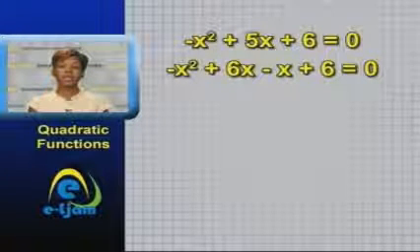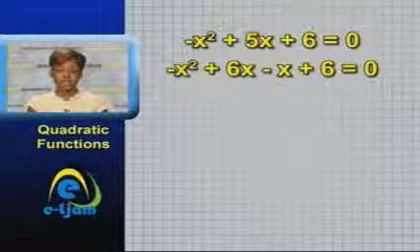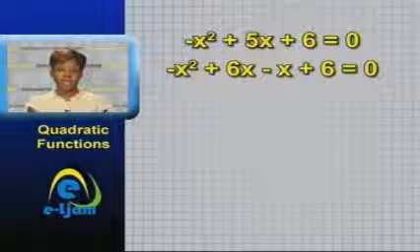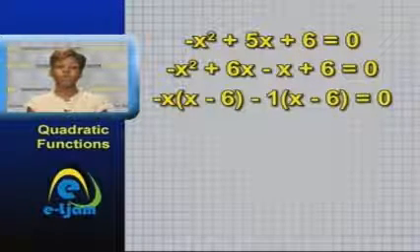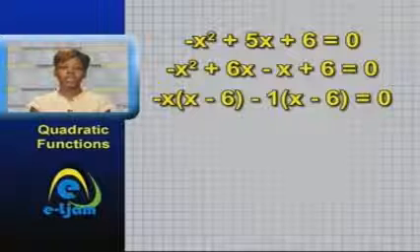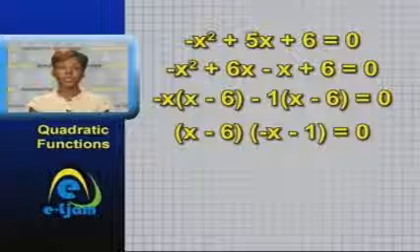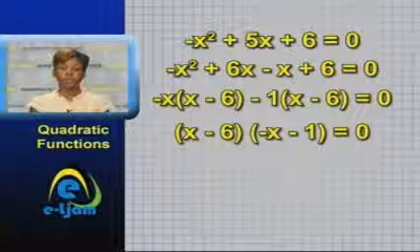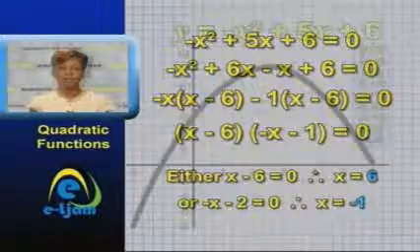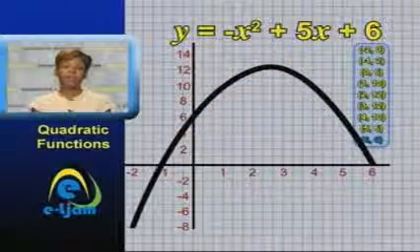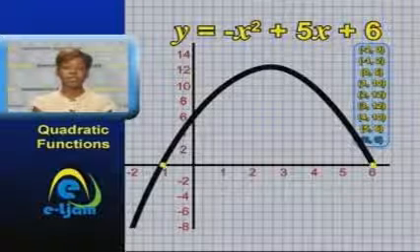We replace the middle term, positive 5x, with these two terms to give us negative x squared plus 6x minus x plus 6 equals 0. Next, we group the terms in twos and factorize each group to give x minus 6 times negative x minus 1 equals 0. So our solutions for x are 6 and negative 1. Now look at the graph and find the point where the curve crosses the x-axis at 6 and negative 1.